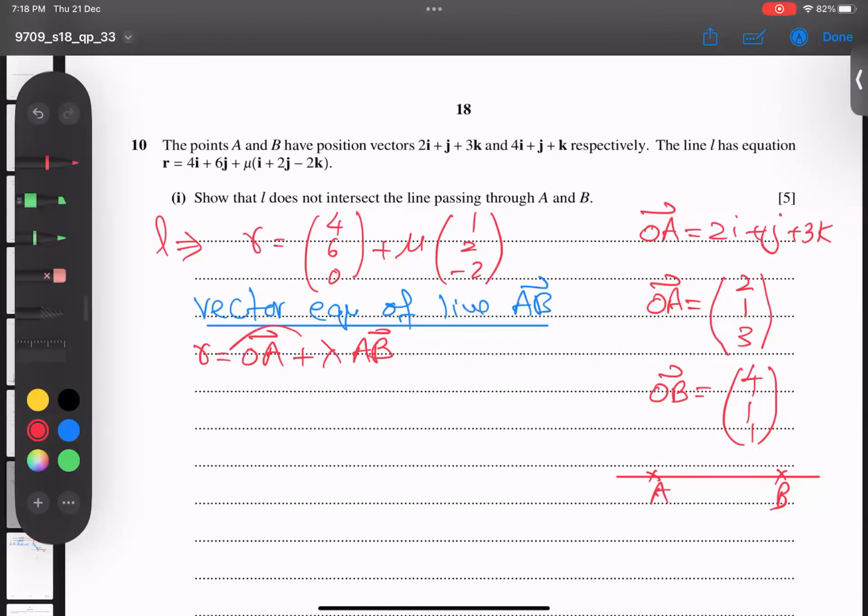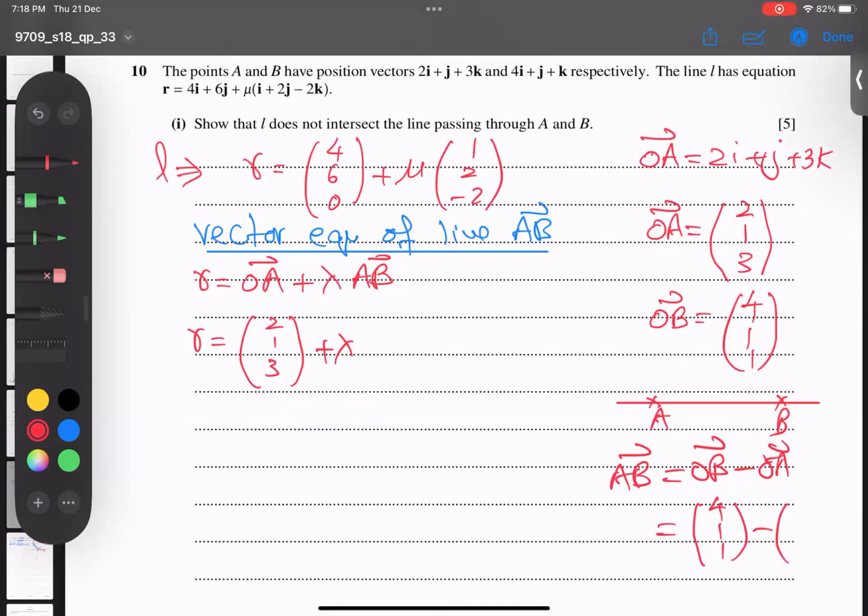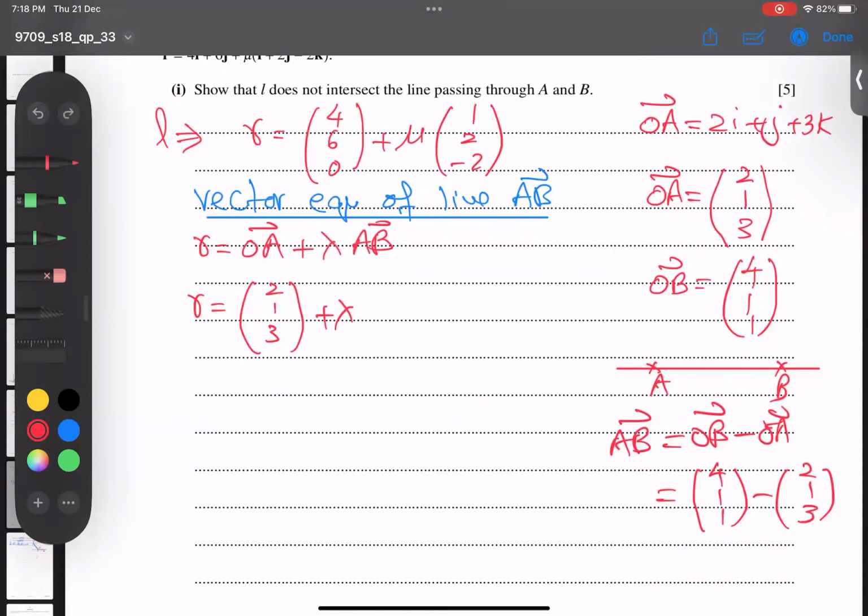Now OA comes from here. I think you're understanding what I am saying. And lambda, and what is AB? All of you are familiar with how to find AB. AB vector is always equal to OB minus OA. So OB is here and OA is here: OB is 4, 1, 1 and OA is 2, 1, 3. If we subtract, 4 minus 2 is 2. I am writing directly here.